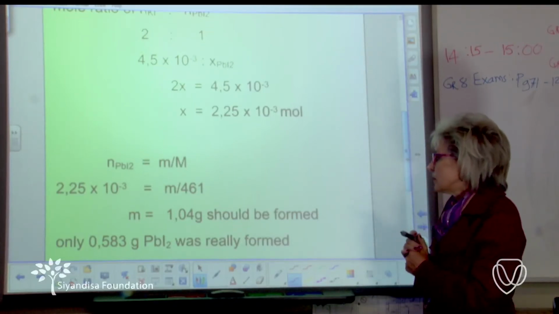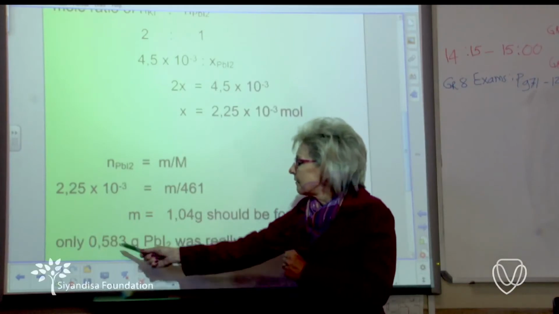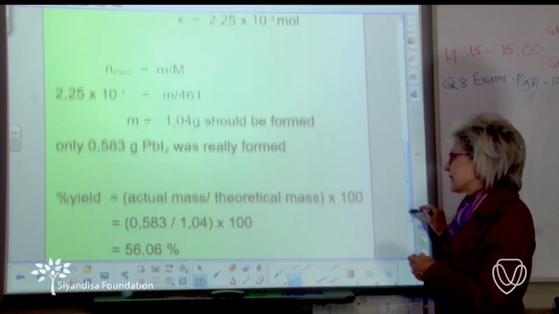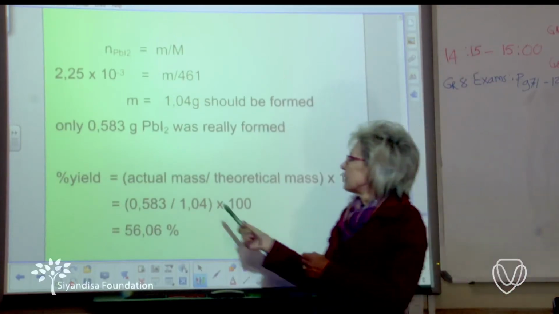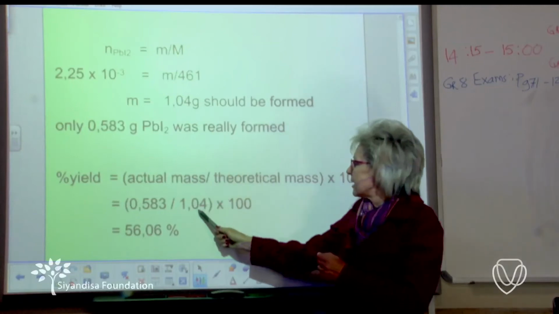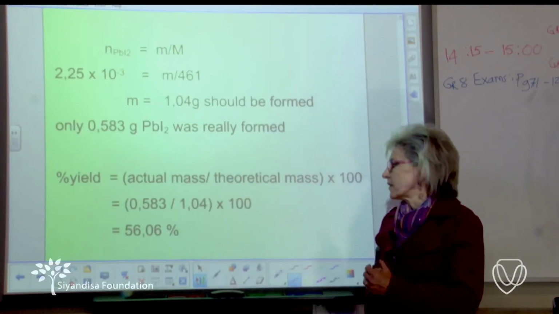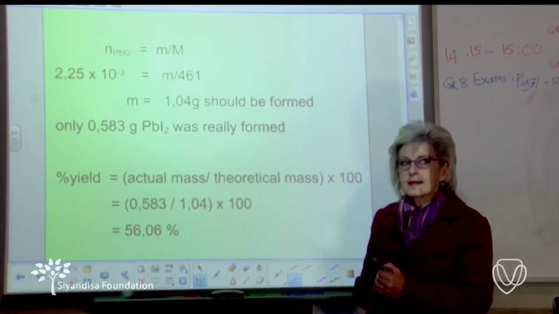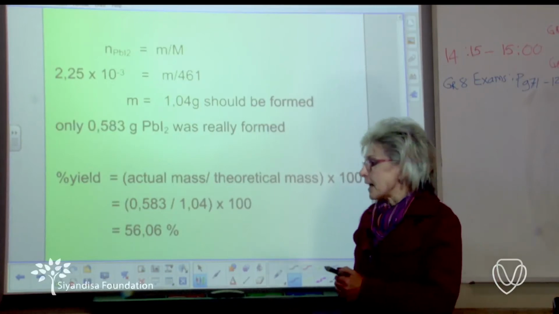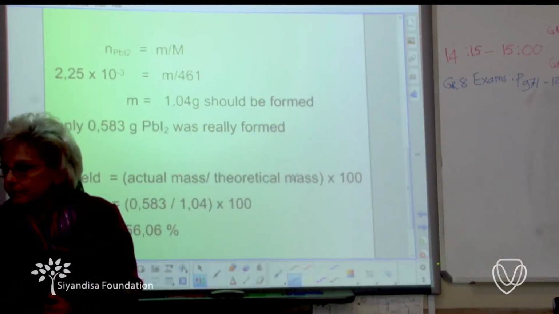That should be formed. But they said in the question that only 0.583 gram was really formed. So to get the percentage yield, it's the real value that was formed divided by the theoretical value that we've calculated, times 100, and that gives us 56.06%. As I said, this type of calculation is a real favorite lately in the exams that you are writing.